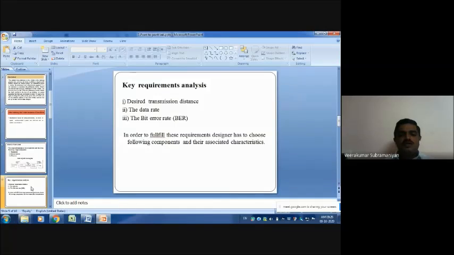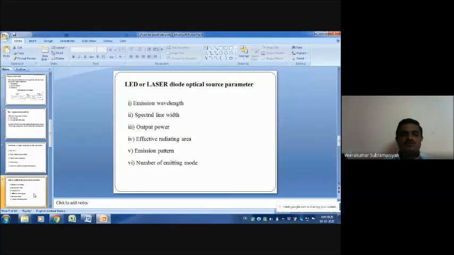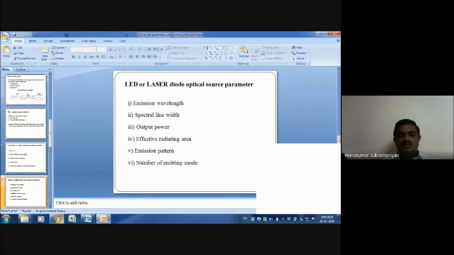These key requirements are to be considered before establishing any point-to-point link. In order to fulfill these requirements, a user or designer has to choose the following components and their associated characteristics, based on our requirement. Those are represented here. First one is the source. On the source side, what are the parameters we need to consider? In our source, in general, we use light emitting diodes and laser diodes.